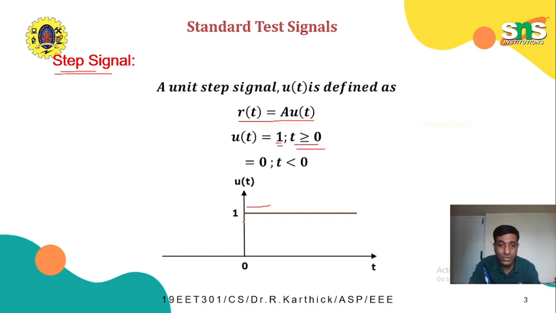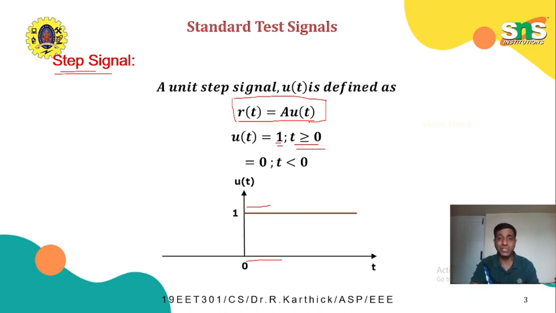So it is 1 only when time t is greater than 0, but for t less than 0, this value is 0. So the input is valid only for time t greater than 0, and it is equal to 0 when time t is less than 0. So r of t is equal to A into u of t, which is called the step signal.